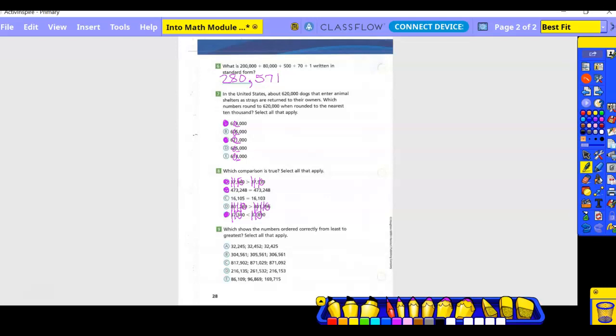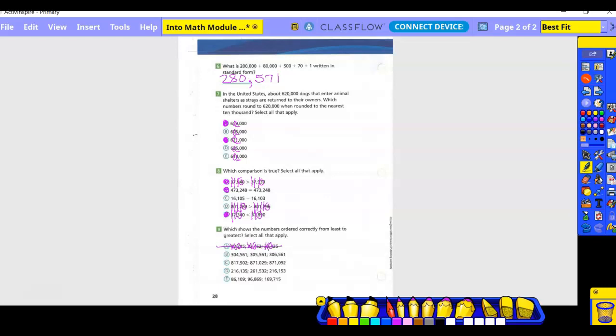Number 9, which does the numbers order correctly from least to greatest? So once again, we kind of have all those place values the same, right? Okay. Now these all have 32,000 in them. So we can get rid of the 32,000 in each one of them, right? And our hundreds is where it starts. So is that correct? No, because if we go to the second one, it's 452 and the other one's 425. So is that correct? No. So A is not our answer. Okay.